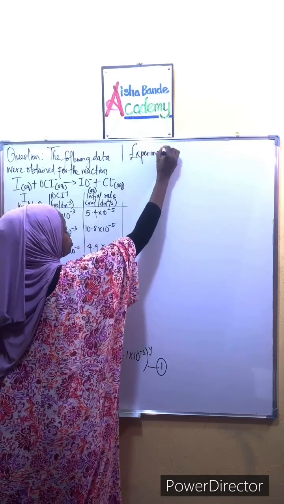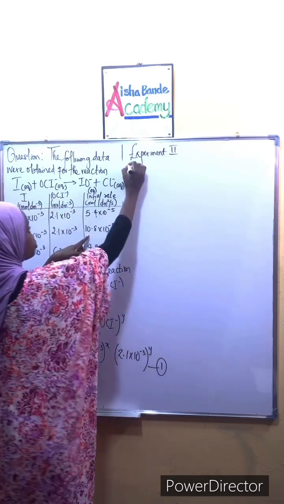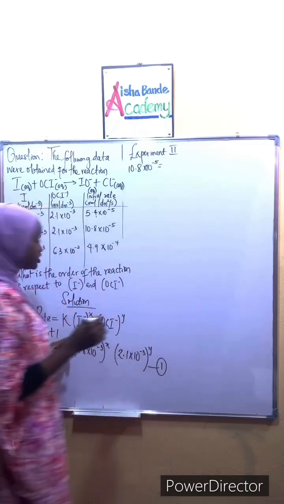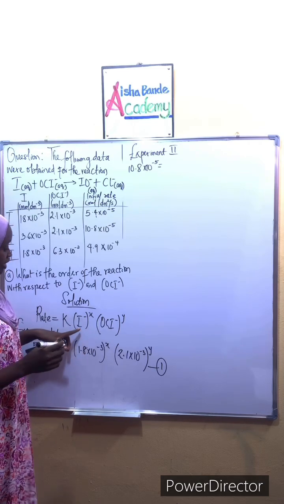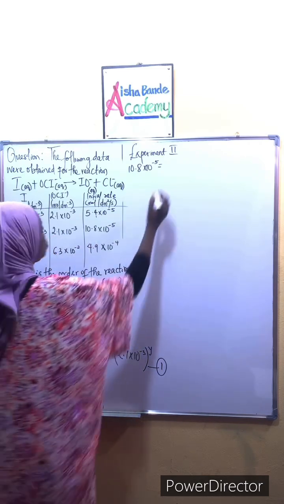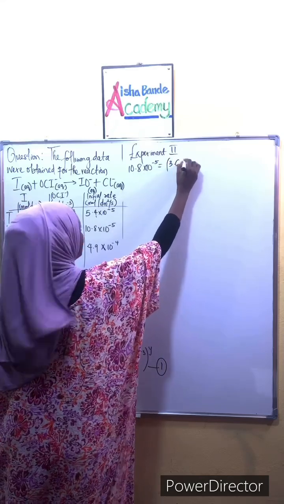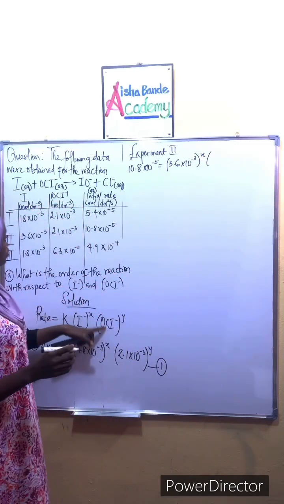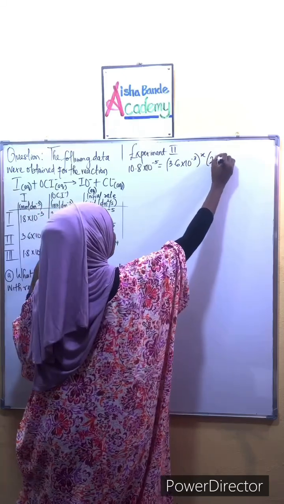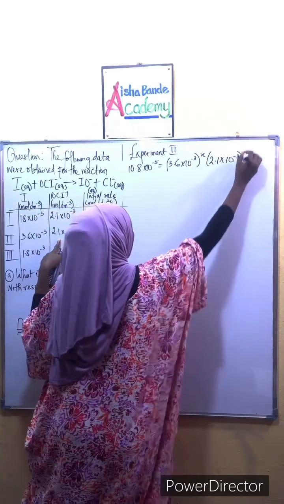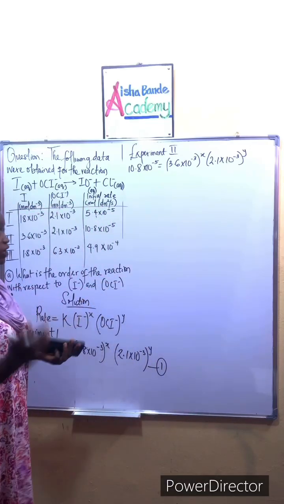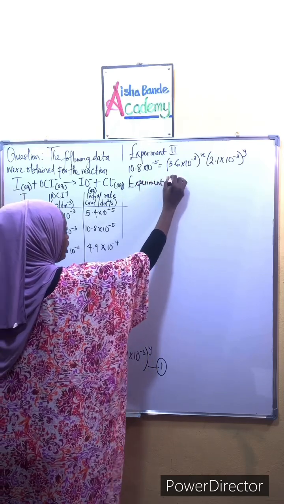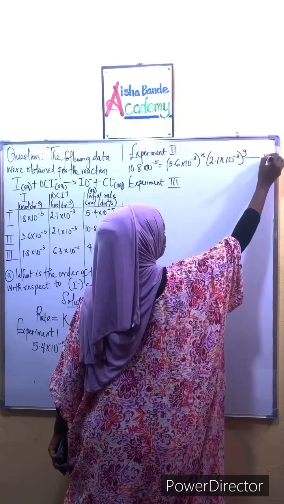So now moving on to experiment 2. The rate for experiment 2 is 10.8 times 10 to the power of minus 5, equal to, remember we are still using the same relation, the concentration of I⁻ in experiment 2, given as 3.6 times 10 to the power of minus 3, raised to the power of x, multiplied by the other reactant OCl⁻, which is 2.1 times 10 to the power of minus 3, all raised to the power of y. Okay, so now let's move on to the last experiment, experiment 3. Before that, remember this is going to be our equation 2.